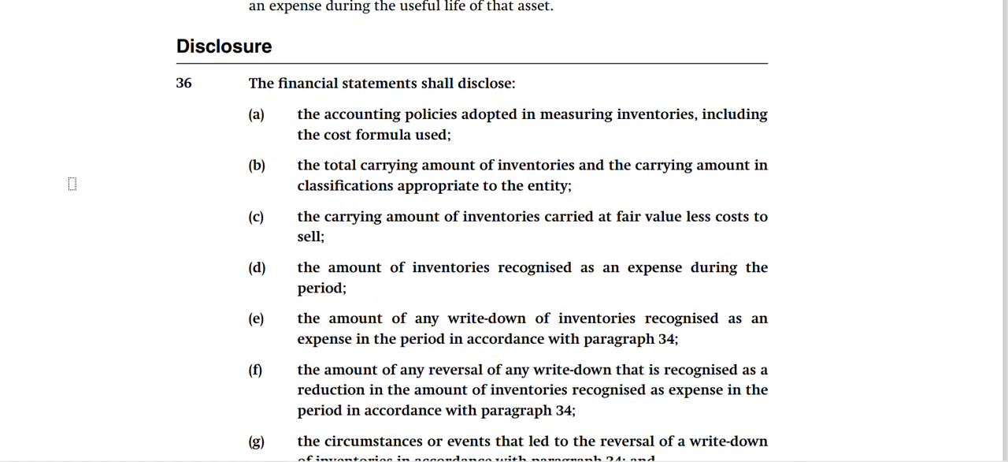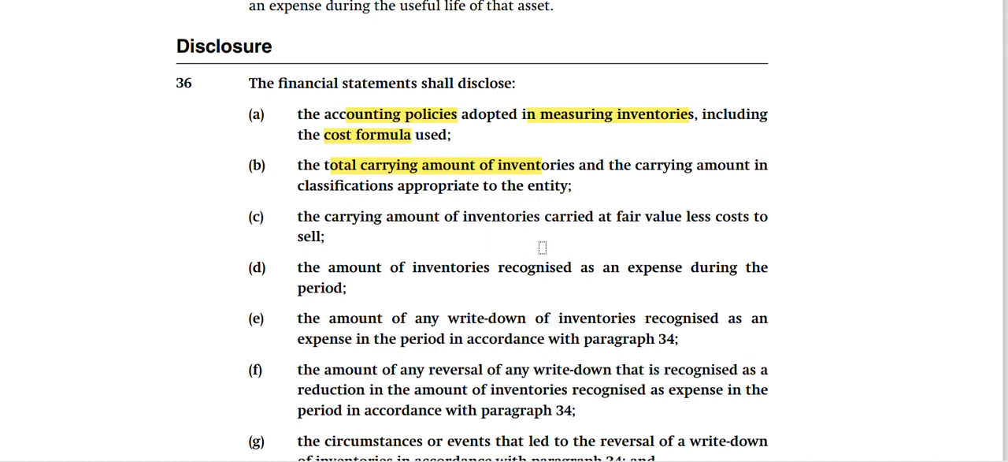And then we're going to look at the main part, which is very important for people who are preparing the financial statements. They need to know how to disclose inventory. The financial statements shall disclose the accounting policies adopted in measuring inventory, including the cost formula used. It is very important to have this accounting policy. They must also disclose the total carrying amount of inventory and the carrying amount in classifications appropriate to the entity.